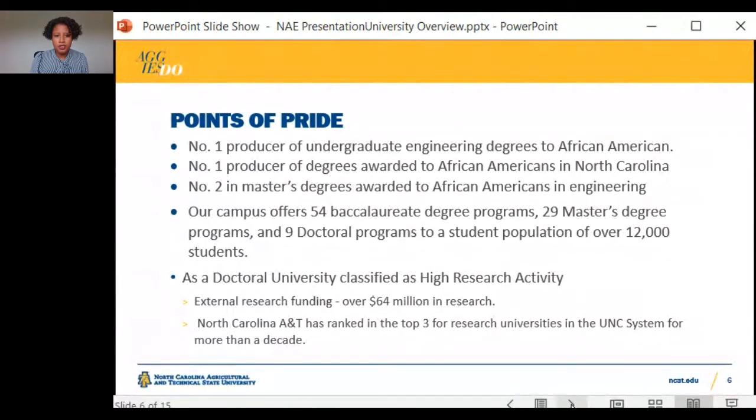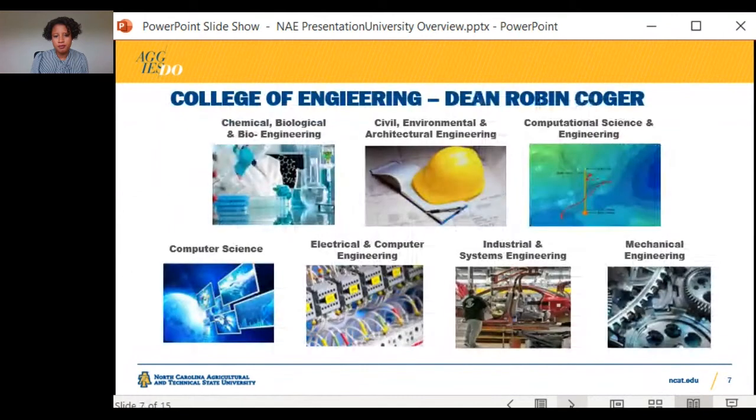We're the #1 producer of degrees awarded to African Americans in North Carolina, the #2 in master's degrees awarded to African Americans in engineering. Our campus offers 54 baccalaureate degree programs, 29 master's degree programs, 9 doctoral programs to a student population of over 12,000 students. And we are classified as a doctoral university with high research activity totaling over $64 million.